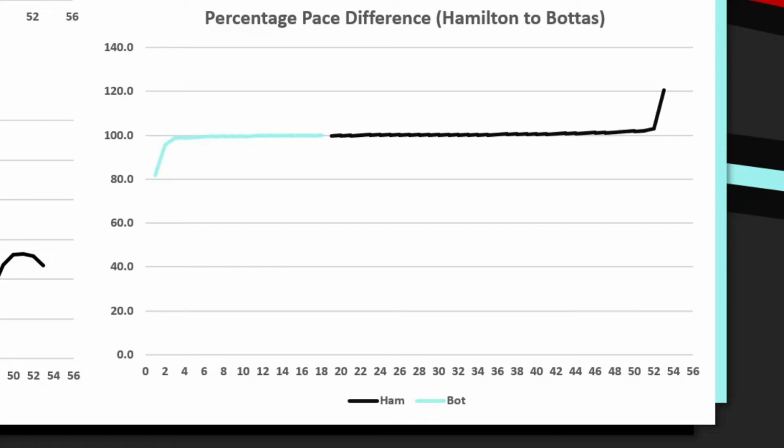This takes all of Lewis Hamilton's lap times, divides them all by Valtteri Bottas's lap times, and converts them into a percentage, then orders them from greatest down to smallest. Anything above 100 is when Lewis Hamilton is going faster, and then anything below 100 is when Valtteri Bottas is going faster.